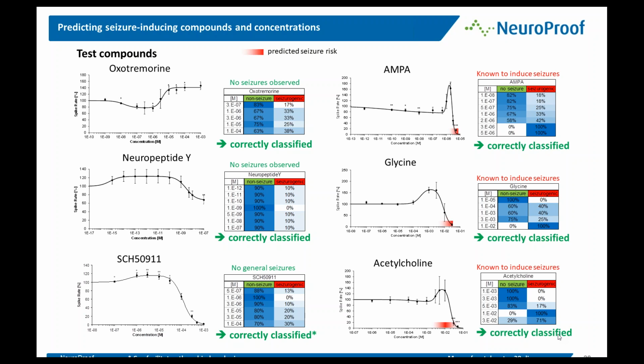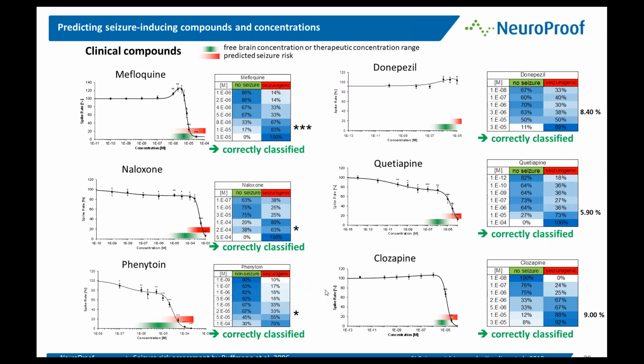How does it do with marketed drugs? And this is what you see here. The therapeutically relevant concentration range is highlighted in green, and the predicted seizure risk in our assay is highlighted in red. You also see the seizure risk from literature in terms of these asterisks here, or here in terms of percent values from the Comian paper. What you hopefully see is that there is an overlap of concentration ranges used in the clinic and found in patients' brains, and the seizure risk predicted here in vitro.